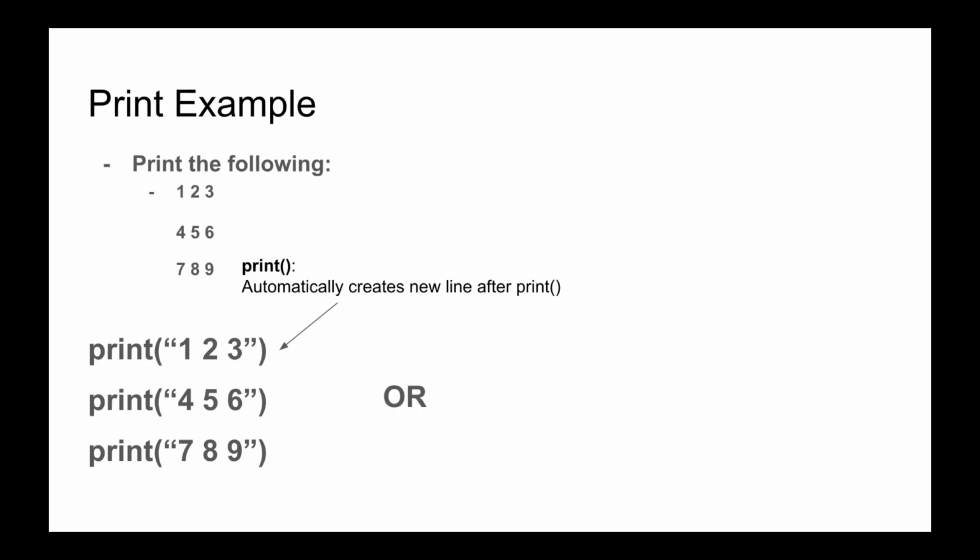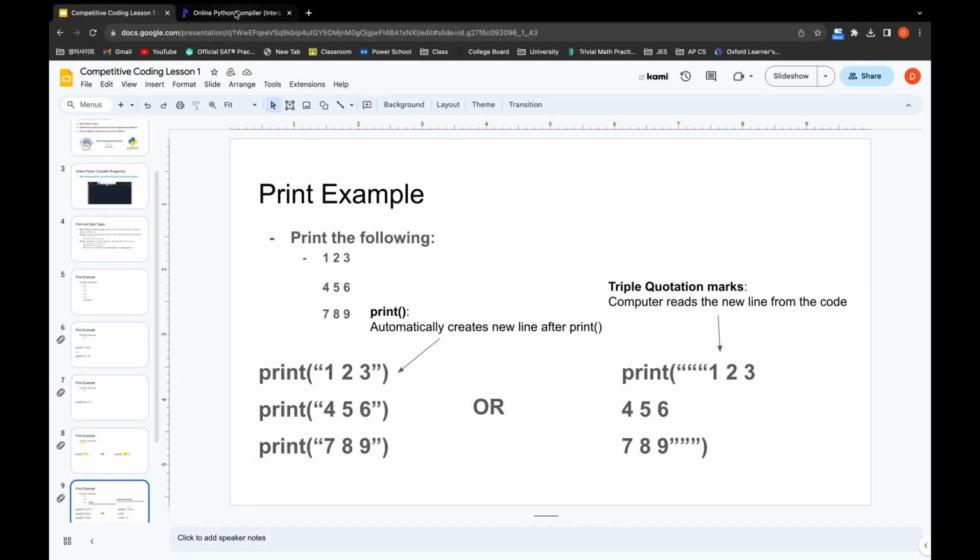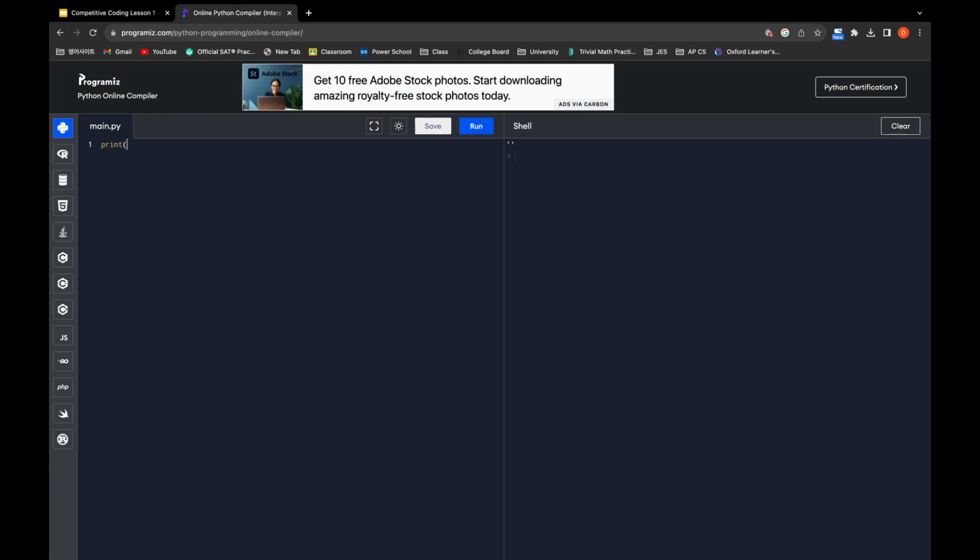Or you can also use a thing called triple quotation mark. If you use triple quotes, the computer will understand that you clicked enter or you included a new line inside the print. If you type the code in Programmers, let's try this. So we have to use triple quotes. And 1, 2, 3, 4, 5, 6, 7, 8, 9. And close it with triple quotes. Boom, it works.